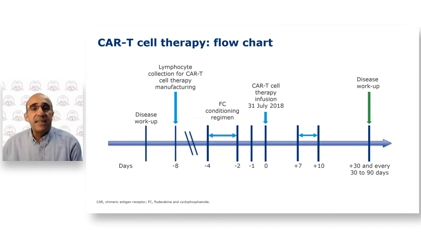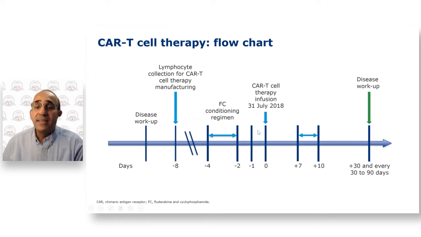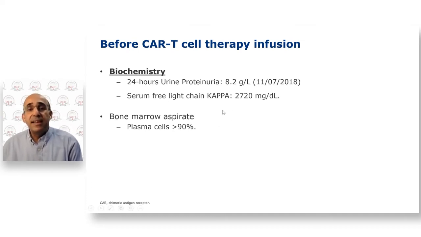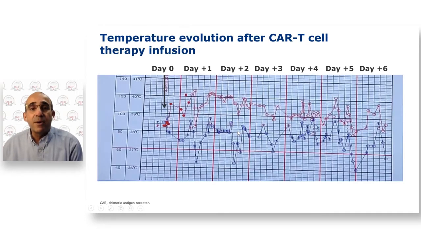So that was the schema of administration, nothing special. He received fludarabine cyclophosphamide for lymphodepletion, and then got his CAR T-cell infusion. Just to give you an idea about his disease, before the CAR T-cell infusion, he had quite high serum light chain kappa, and he had a huge proteinuria, more than 90% malignant plasma cells infiltrating the bone marrow.